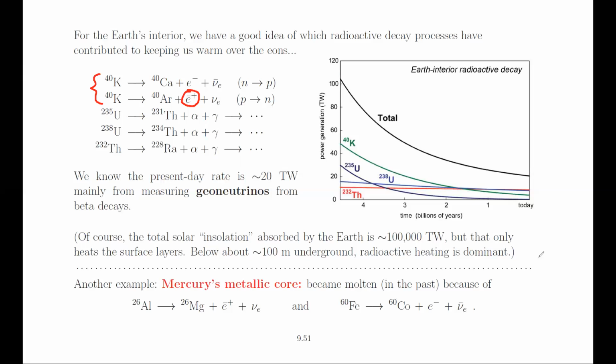And what's one of the big sources of potassium? The good old banana, right? And people have actually figured out, gee, how much antimatter, positrons, does the average banana produce? Well, they worked it out.